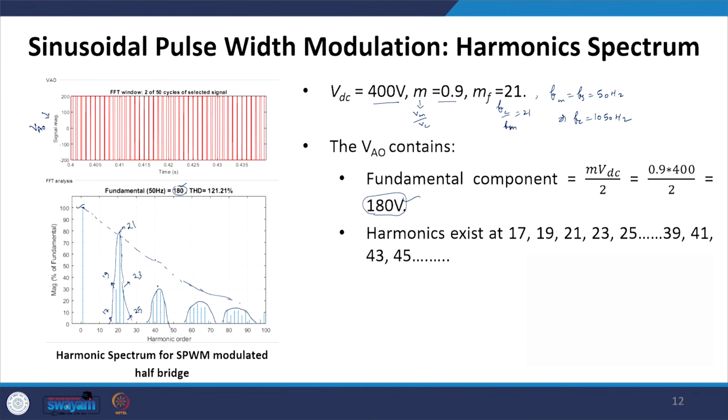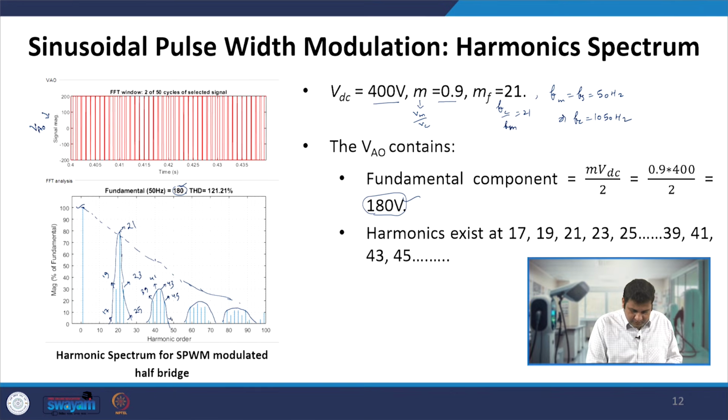And this one is at 41, this is 43, then we have 39, here we have 45, then 47, and this is 37. So this is the pole voltage variation which we see across VAO, where O is the fictitious midpoint, and this VAO will have these frequency components.